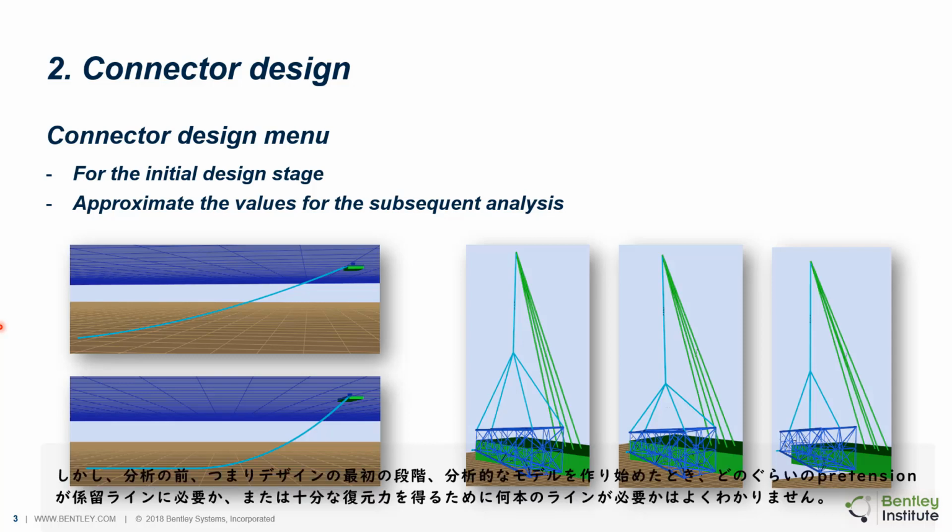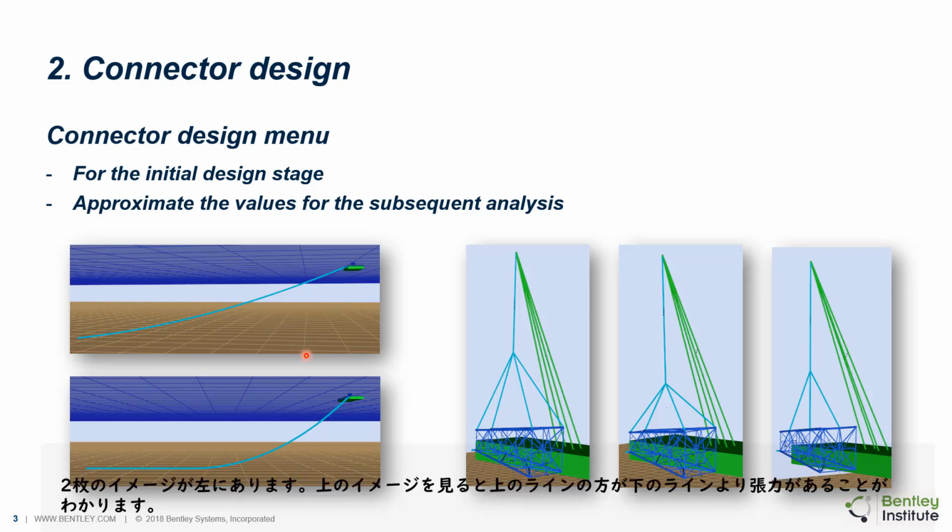But before the analysis, at the very initial design stage, when we just started to build the analytical model, it is in question what pretension the mooring line should have, or how many lines we need to get proper restoring force. There are two pictures on the left. If we look at the picture at the top here, we can notice that the line has more tension than the line in the picture at the bottom here.